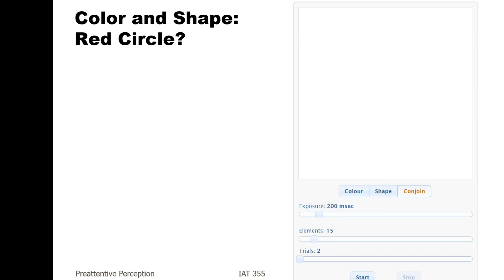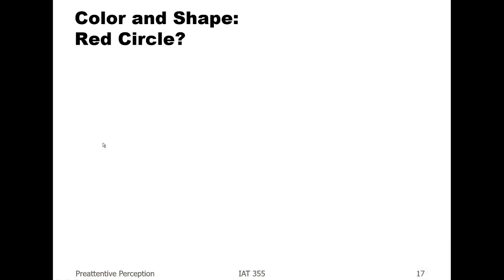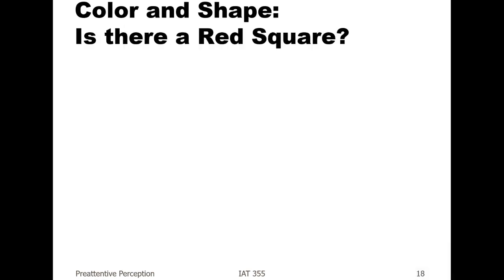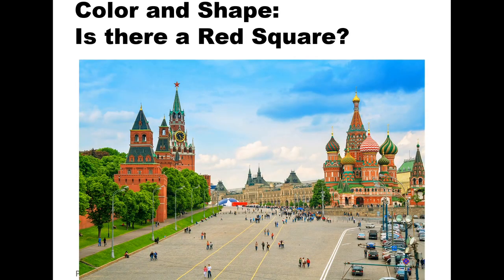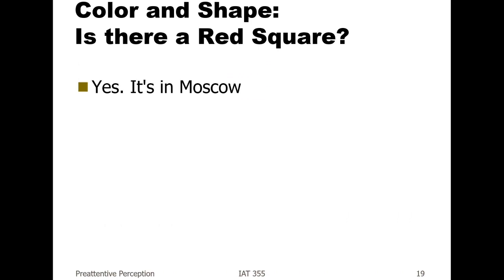Okay, so that's it for that. So what I'd like to do is do one last test, and I'd like you to tell me, is there a red square? Yes, there is. It's in Moscow.